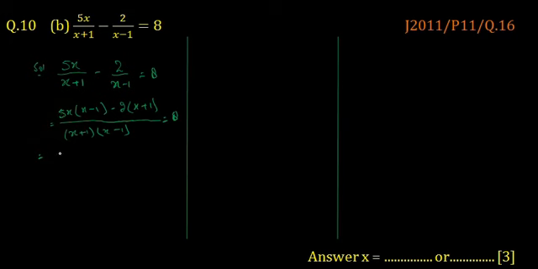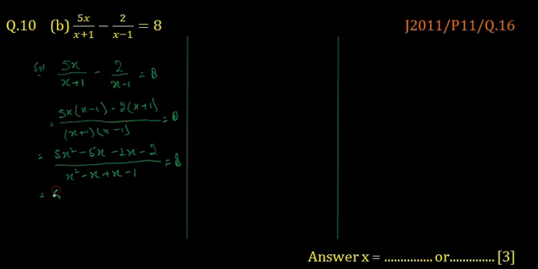Now 5x multiplied by x, so that we can open the bracket, it must be 5x square. 5x multiplied by x is 5x square, minus 5x multiplied by 1 is 5x, minus 2 multiplied by x is minus 2x, and minus 2 multiplied by 1 is minus 2, divided by x multiplied by x is x square, and x multiplied by minus 1 is minus x, plus 1 multiplied by x is plus x, and plus 1 multiplied by minus 1 is minus 1, is equal to 8.